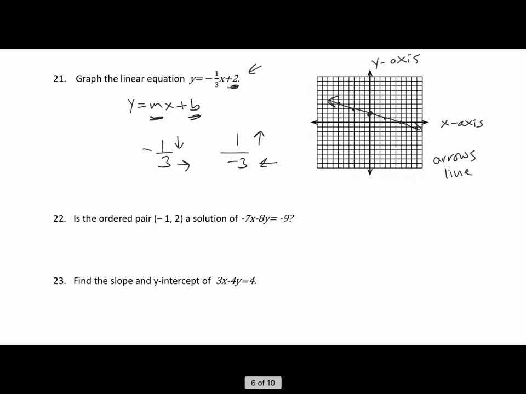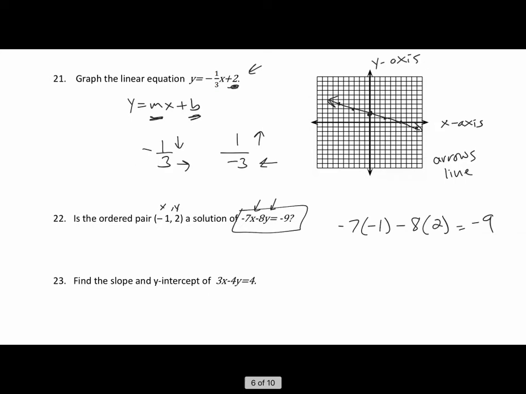For 22, is the ordered pair a solution of the given equation? So how do I know? Well, this is the x-coordinate and this is the y-coordinate. Let me just put those into the x and y of this equation and see if it's true. So -7 times x, which is -1 here, minus 8 times y equals -9.